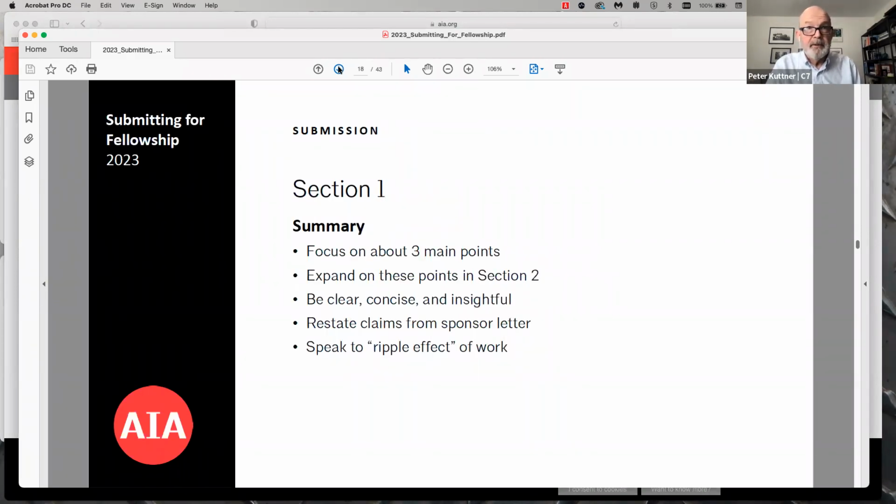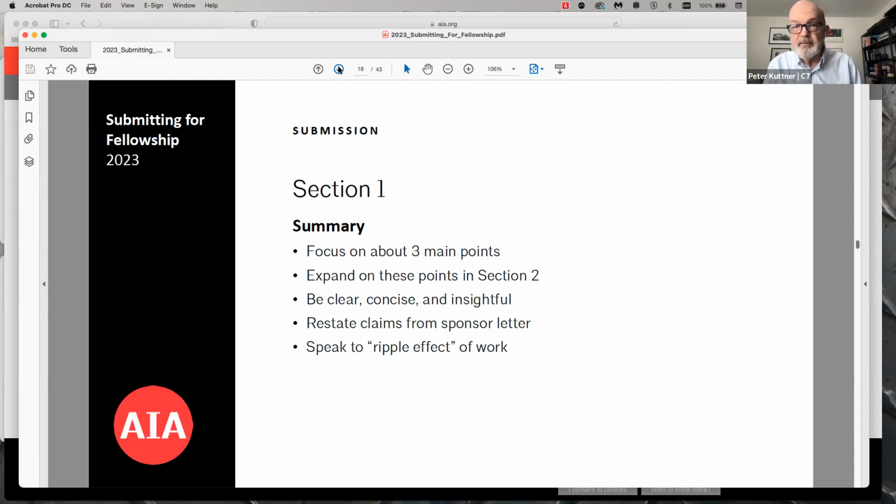Then there's the summary. In section 1, the summary is this single letter, single page, could be 2 pages, as long as you're under the total. But it doesn't want to go on too far. Most people, I think, tend to write prose. Some people talk about what got them interested in architecture in the first place. Usually it doesn't want to be more than 3 main points.